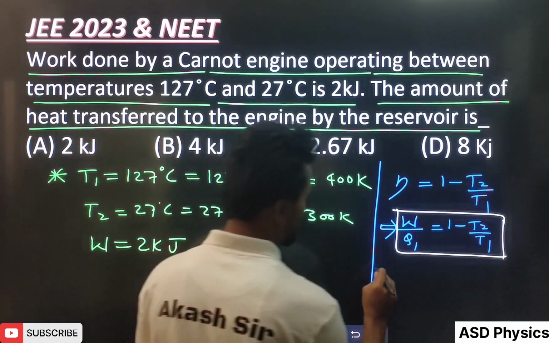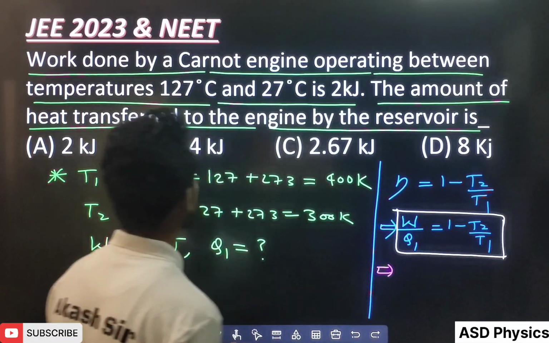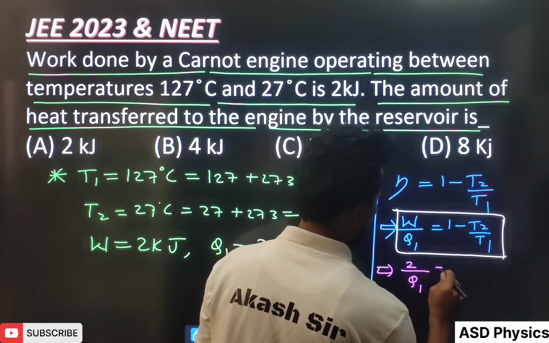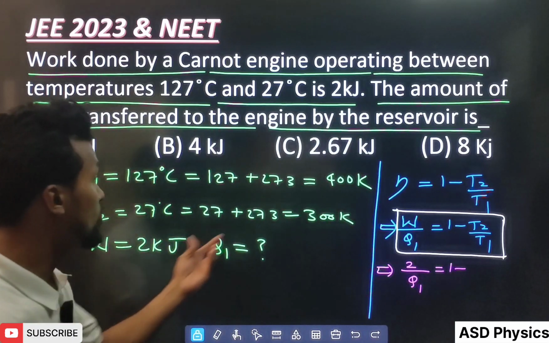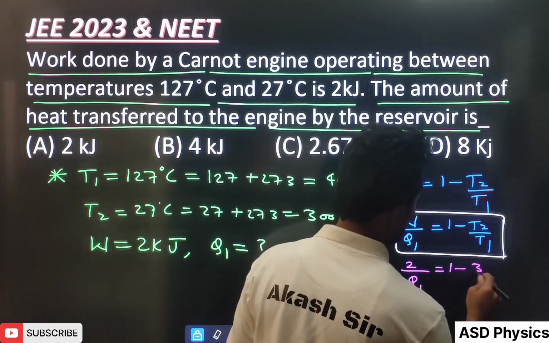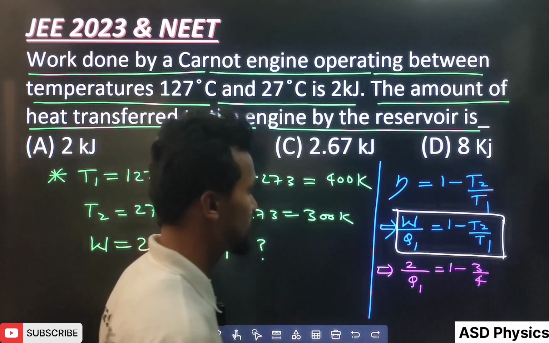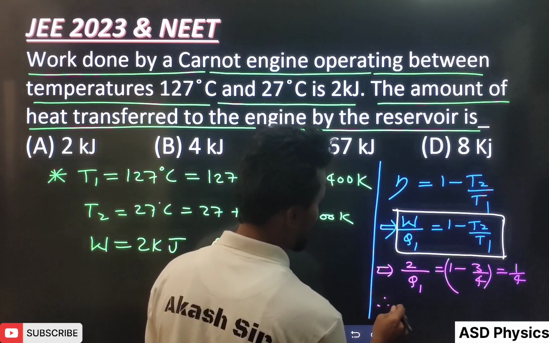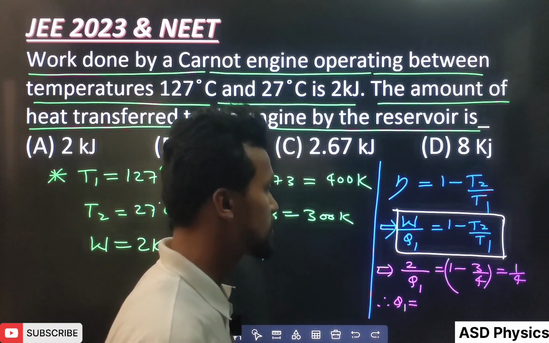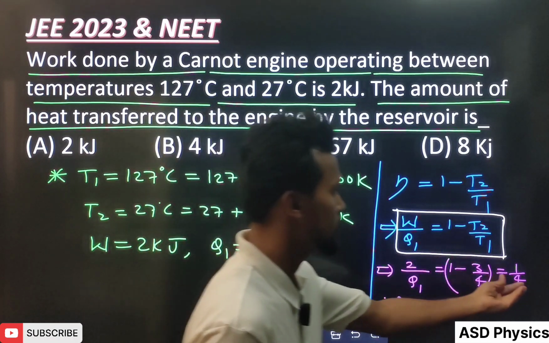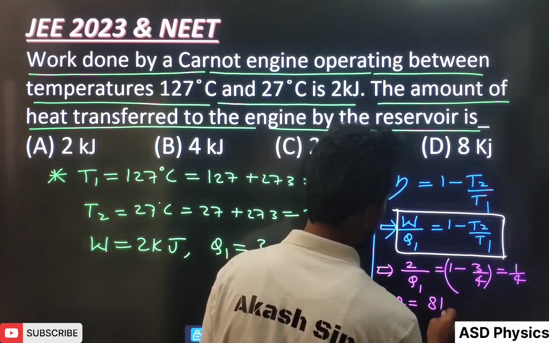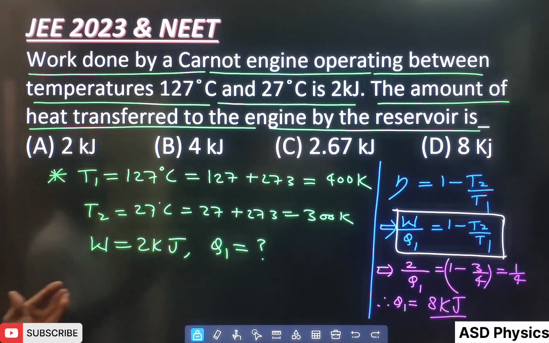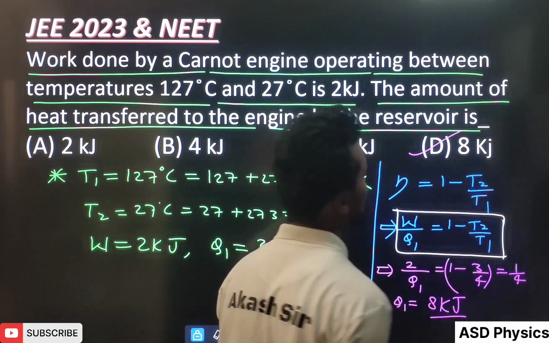Okay. And after that, when we simplify this, kindly see very well, students. W, how much is given? W is 2 kilojoule. So 2 kilojoule by Q1 is equal to 1 minus T2, how much is given? 300 by 400. So the 0 cancels. So 1 minus 3 by 4, is it? And when you simplify this, it will come to 1 by 4. Okay. So if I write Q1, Q1 will become 4 into 2, which is 8 kilojoule. Now, kindly see very well how we have got 8 kilojoule. That means which option is the correct option? The correct option is going to be option D, students.